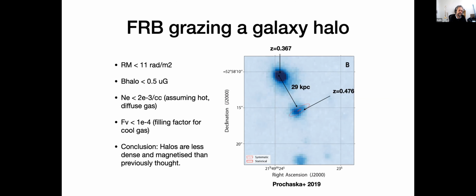And what we found was that the electron density was a bit lower than you'd expect, and there was not a lot of magnetic field in there, and a low filling factor. So the idea was that halos are less dense and magnetized than you might have expected, or at least it was in this case.